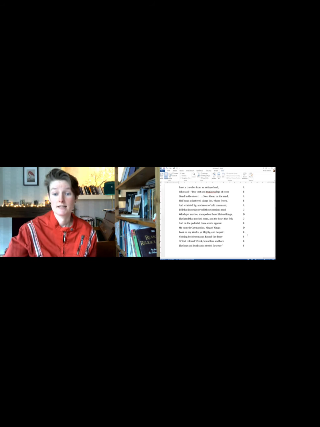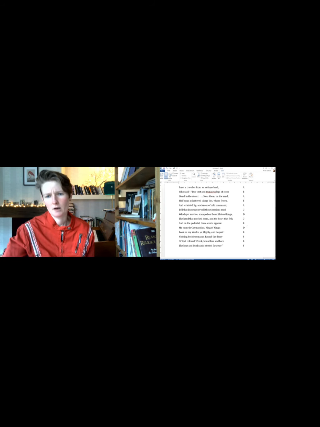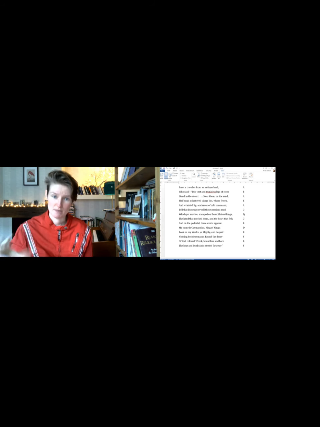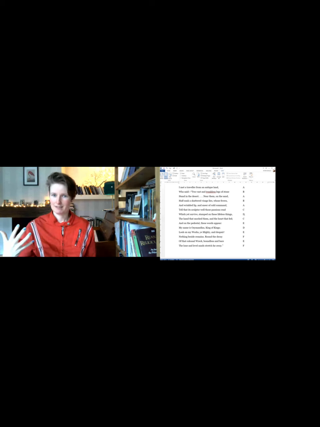And the last four lines, E-F, E-F. So that seems regular. That's what we would expect from a sonnet. But the middle six lines of the poem are a bit disrupted. So A, C, D, C, E, D. That's a bit messy. It's not the kind of strict rhyme scheme that we would associate with the sonnet. So that's just a first instance in the way that I think this broken up rhyme in the middle of the sonnet actually mirrors the broken up statue itself.